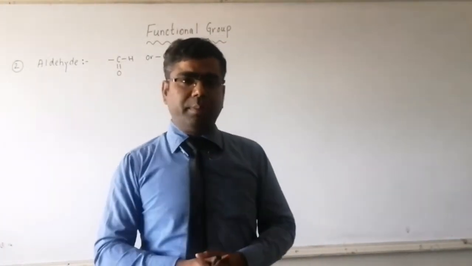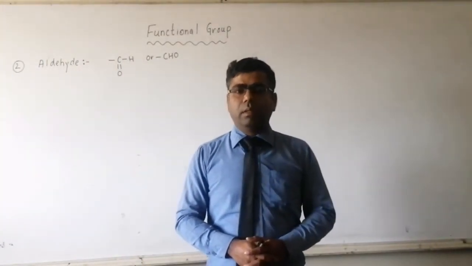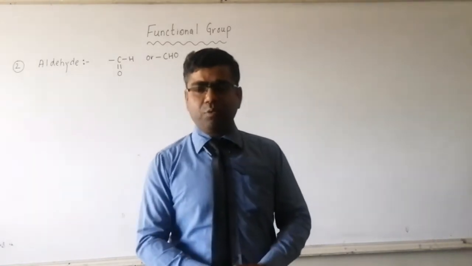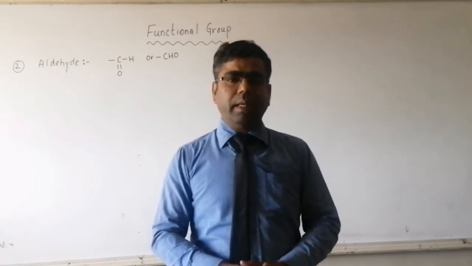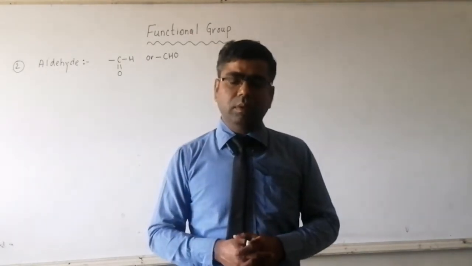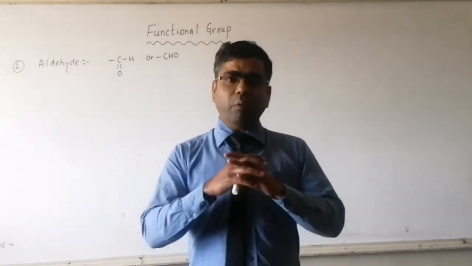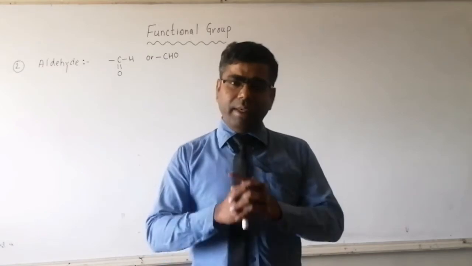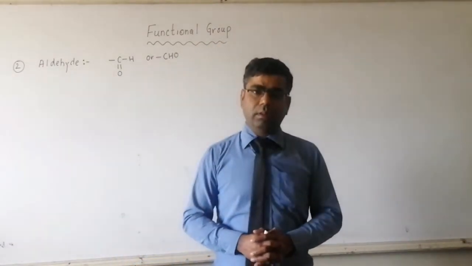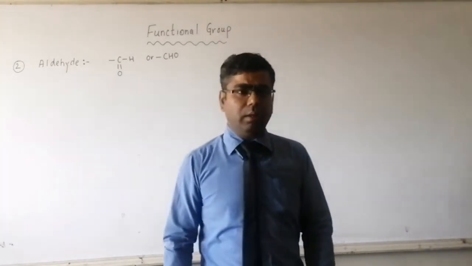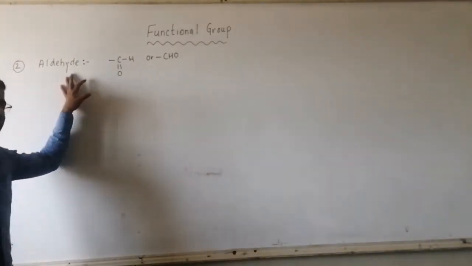We have started our new chapter number 4, that is carbon and its compounds. In this chapter, we have completed hydrocarbons: alkane, alkene, alkyne. Then we started a new topic, that is functional group. In functional group, we have completed the first type, that is alcohol. After alcohol, we have the second type of functional group, which is called aldehyde.